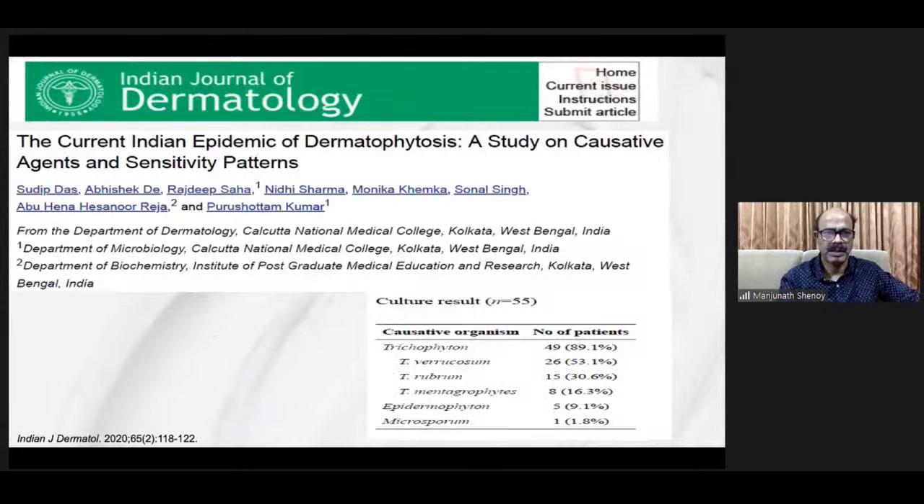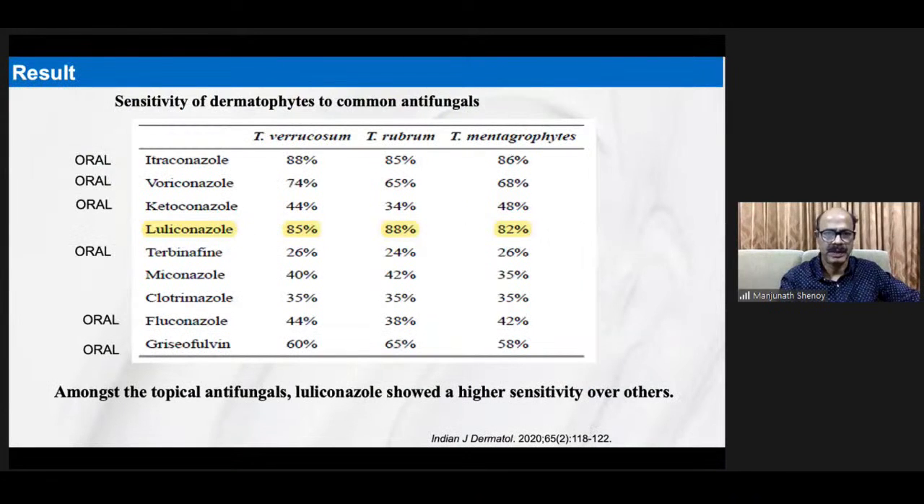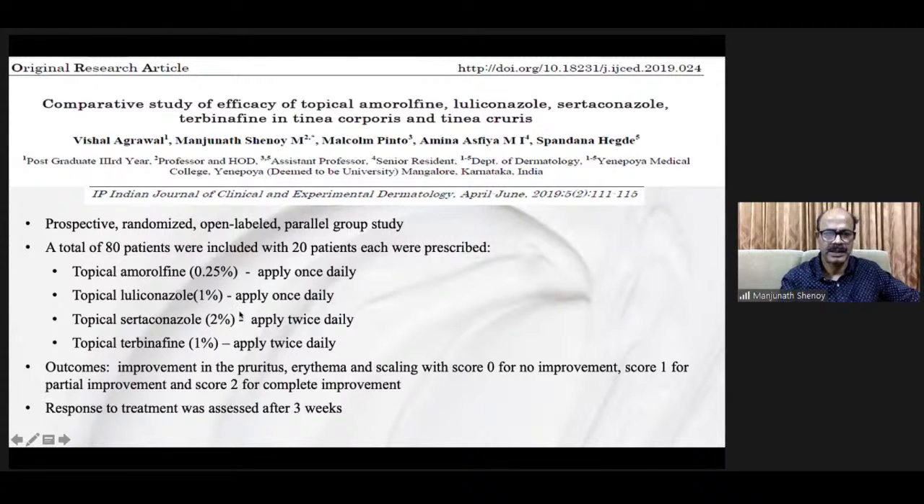Another study on the sensitivity pattern, you see here luliconazole seems to be having definite advantage as compared to other molecules for all these three species, the verrucosum, rubrum, and mentagrophytes. And yet another study where there was a head-to-head comparison between some of the more recent molecules along with terbinafine, which is an allylamine molecule. This is our own study. So I was involved in this study, so I know about this.